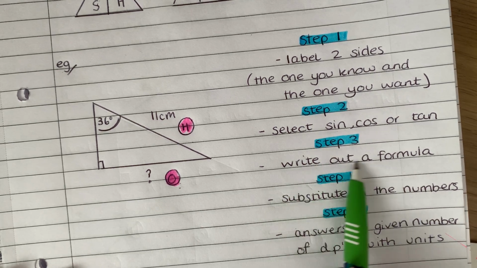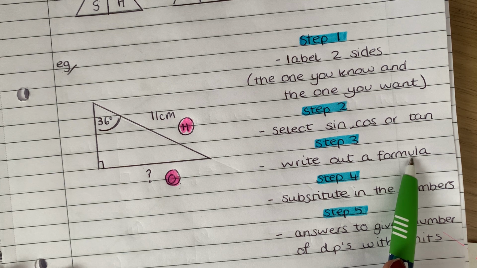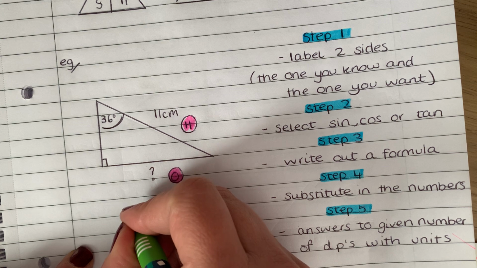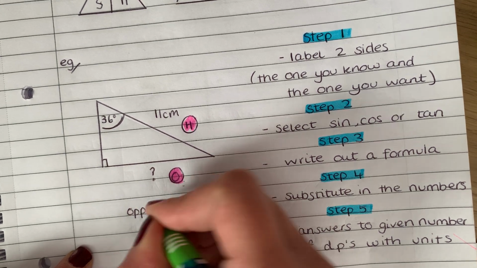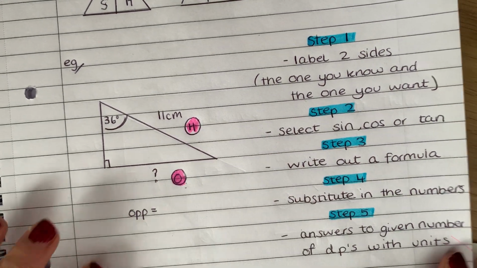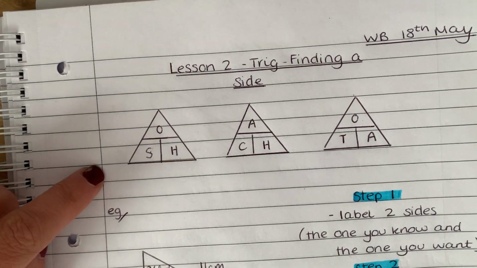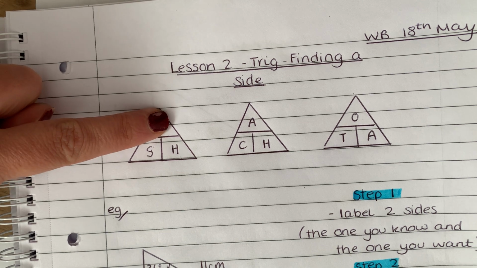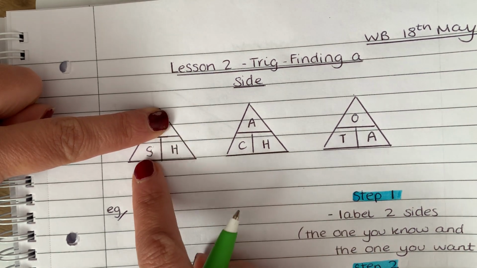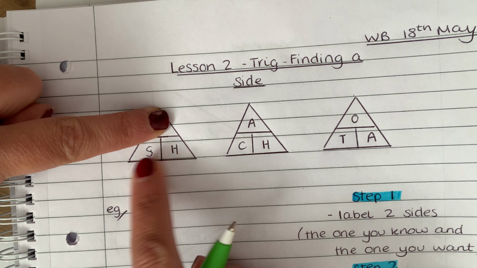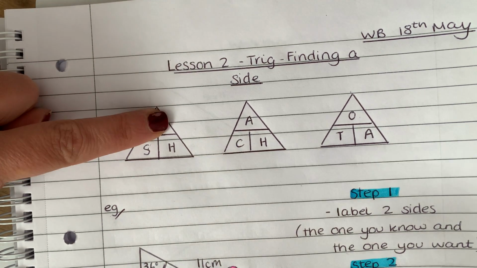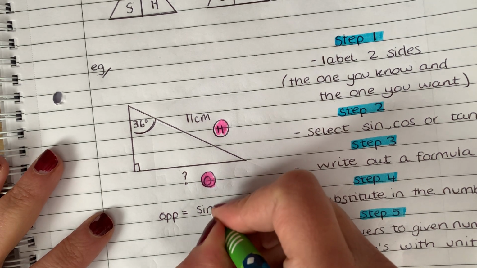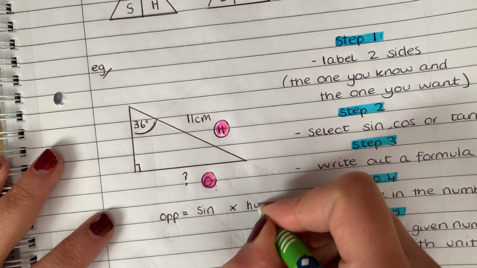Step 3, write out a formula. Now, we want to know the opposite. So we're going to write out a formula where the subject is the opposite. Okay, so the opposite is, now we know that we're using sine. So we put our finger over opposite because that's what we want to find. Now, opposite is equal to sine times hypotenuse because they're next to each other. So opposite is sine times hypotenuse. So we're going to write that down, sine times hypotenuse.